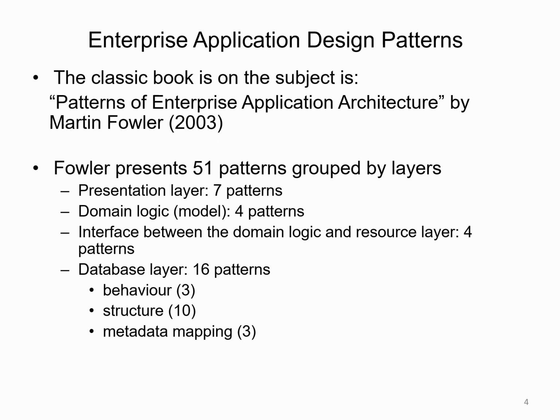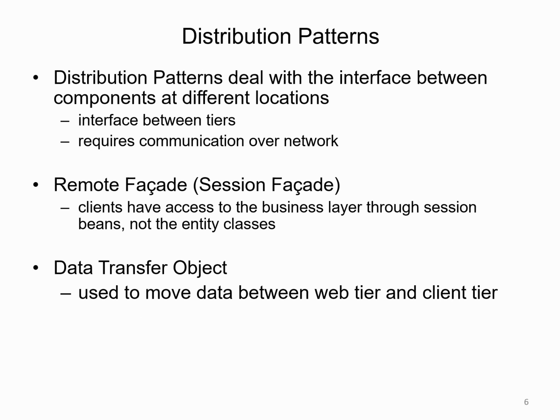If you want a lot more information, then you need to get a good book or some reliable, credible website that you can go to. One of the best books I've found for enterprise applications is this one by Martin Fowler. He presents 51 different patterns that are grouped in the various layers of an enterprise application. Two of the patterns that he talks about are the remote facade and the data transfer object. We've mentioned both of these during the course of this module.